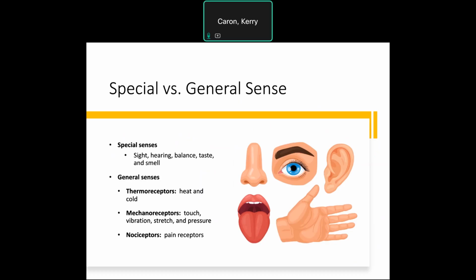So thermoreceptors in the skin, especially, detect heat and cold. Mechanoreceptors detect touch, vibrations, stretch, pressure. And nociceptors are pain receptors. Most of these are in the skin. And most of the special senses have their own organs.